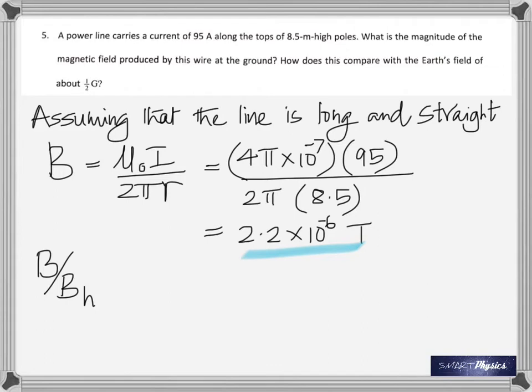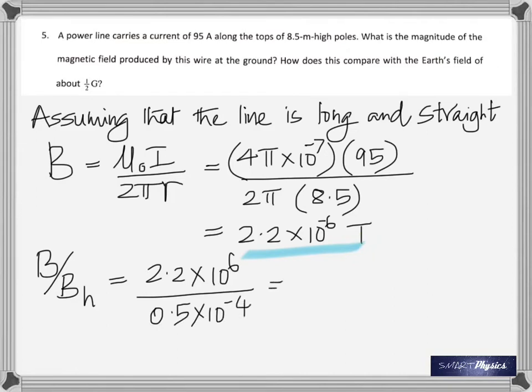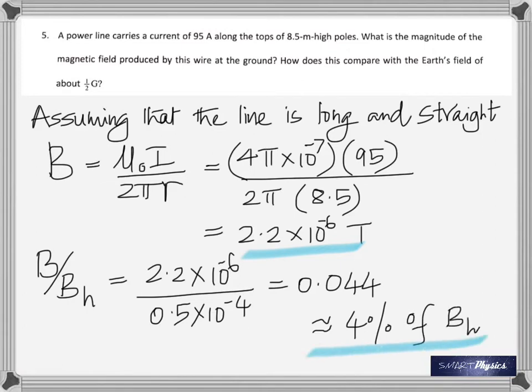And the second part says, how does this compare with the Earth's field of about 1/2 Gauss? Now, 1 Gauss is 10 to the negative 4 Tesla. Now, to find the ratio, it's just B by BH. We already got B here. And 1/2 Gauss is 0.5 times 10 to the negative 4 Tesla. So that's approximately 4% of the Earth's magnetic field.